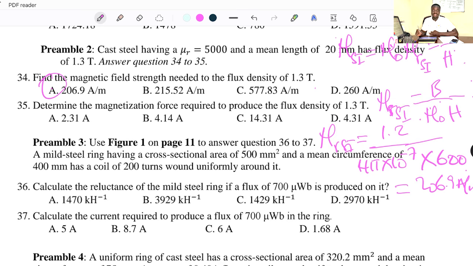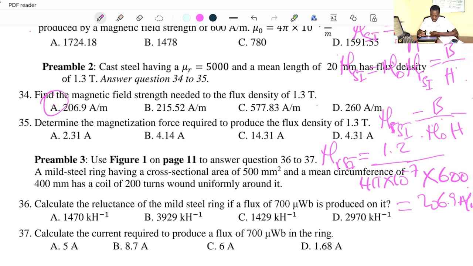Moving on to the next question, 35. Determine the magnetization force required to produce the flux density of 1.3 Tesla. So this is a preamble question.